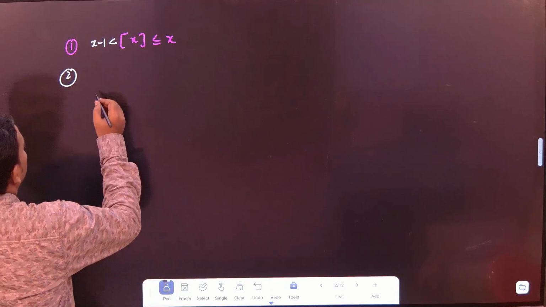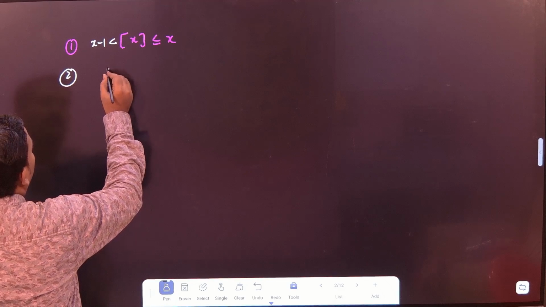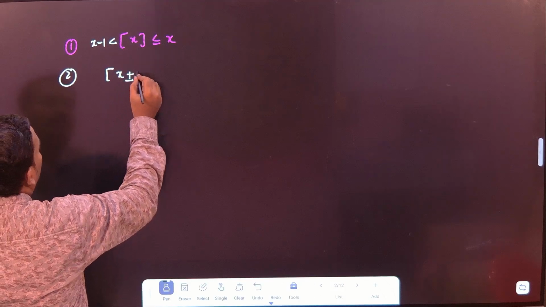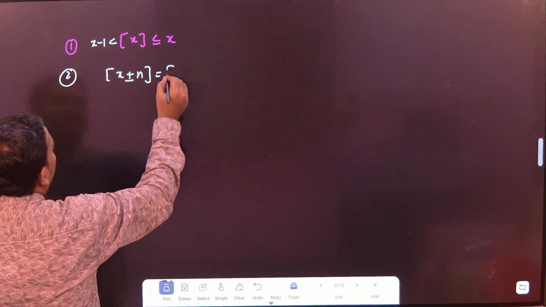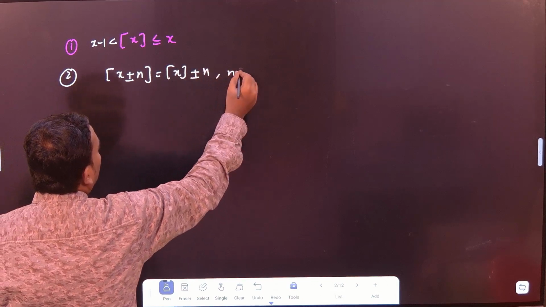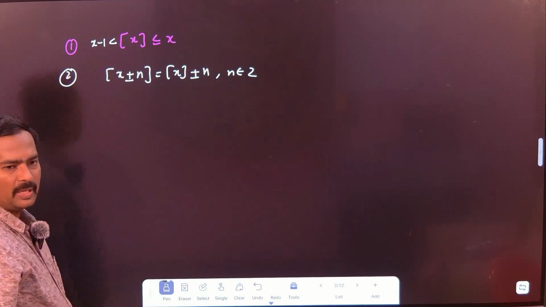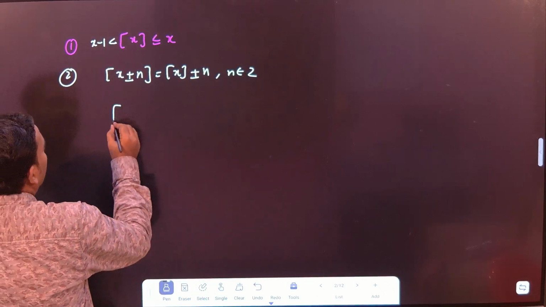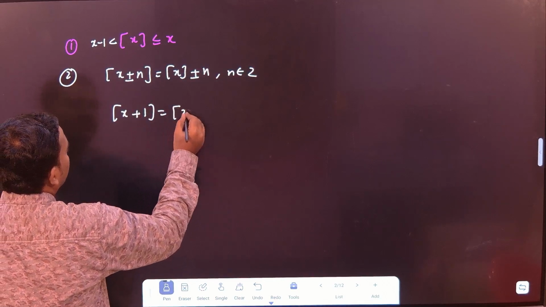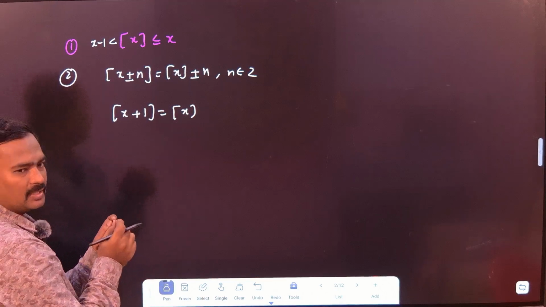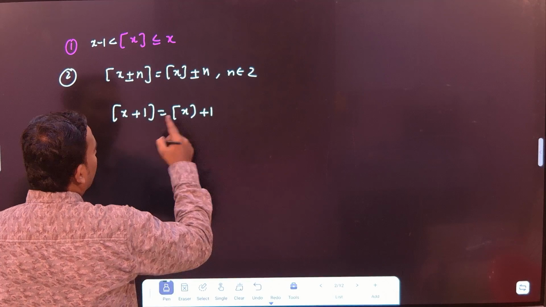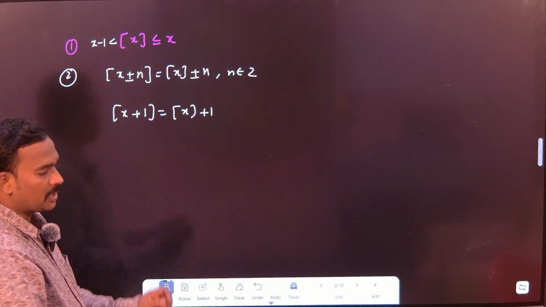Okay. Let me state the next property. The greatest integer function of x plus or minus n is equal to the greatest integer function of x plus or minus n, where n belongs to integers. What is the meaning actually? If I take x plus 1, the greatest integer, you can split it and take the greatest integer function of x separately, right? Here 1 belongs to integers, that's why you can split.